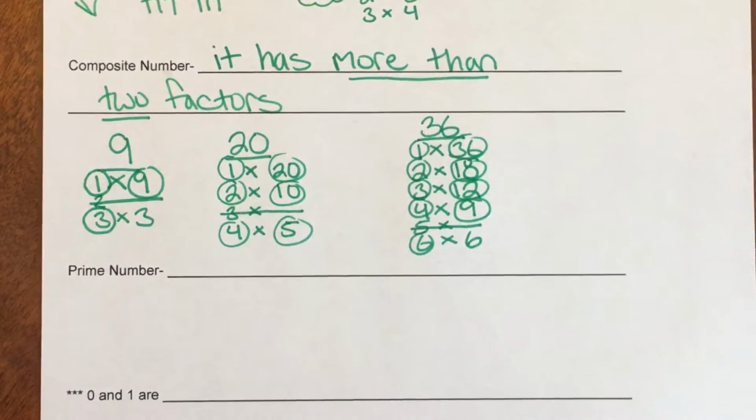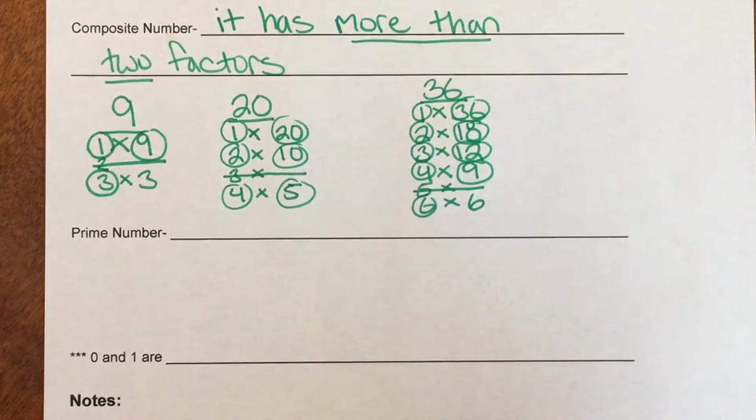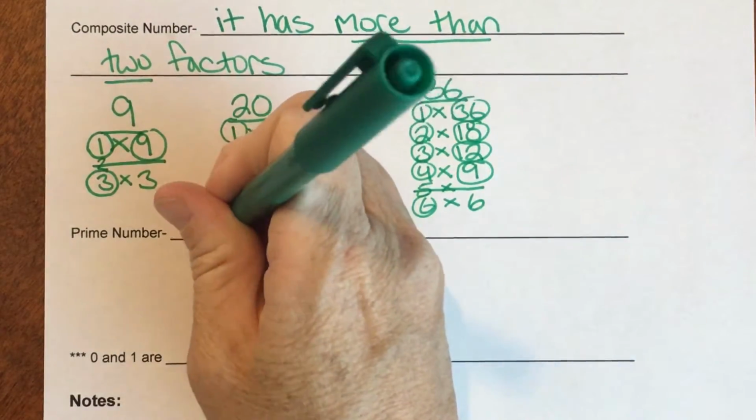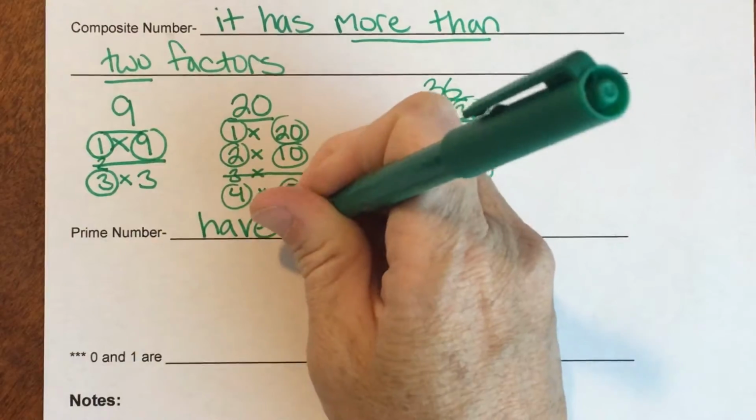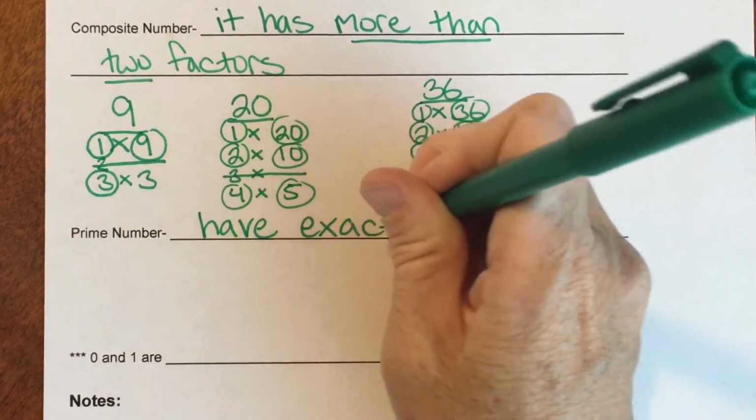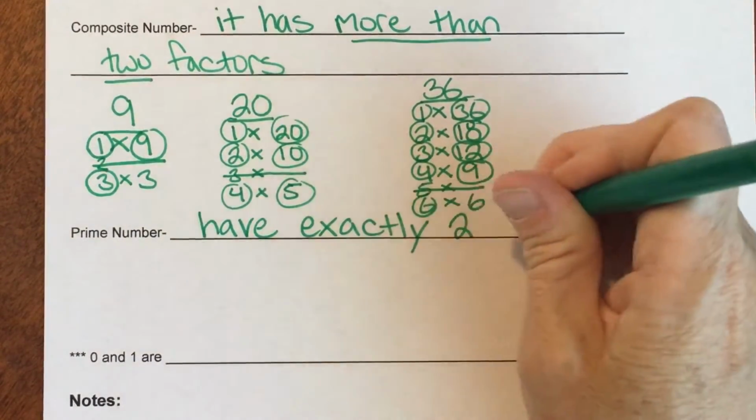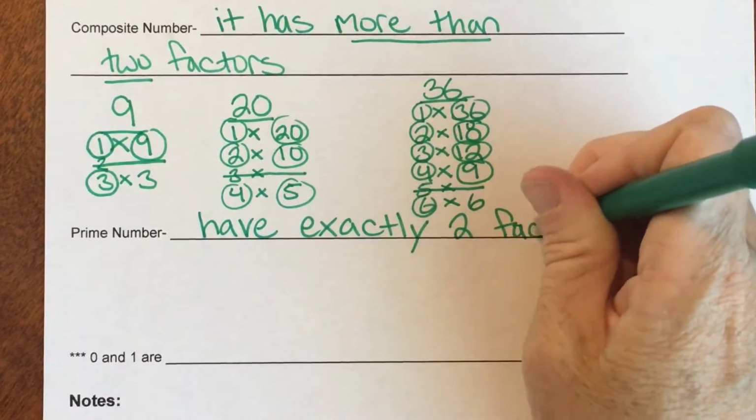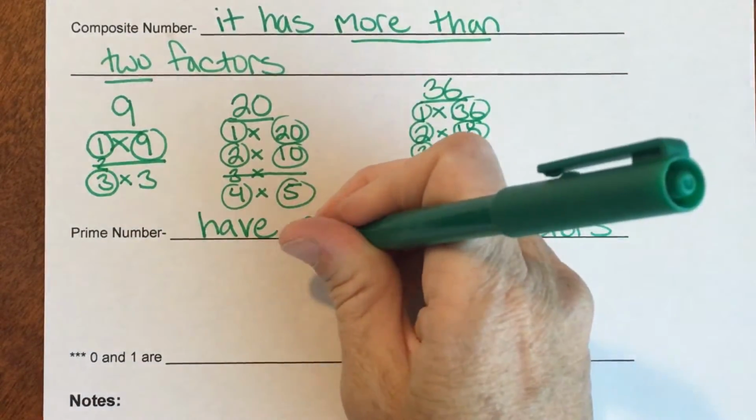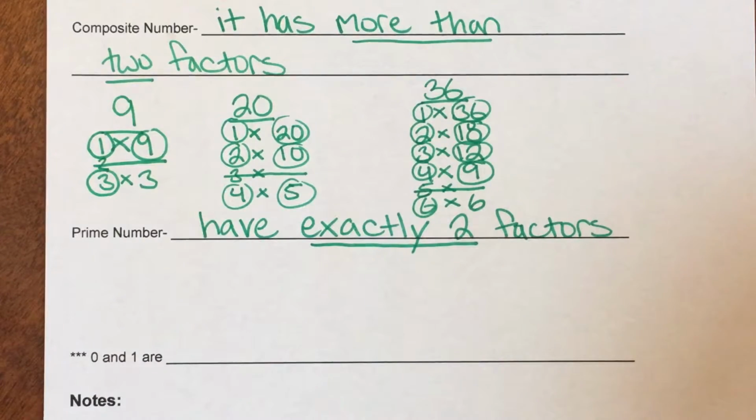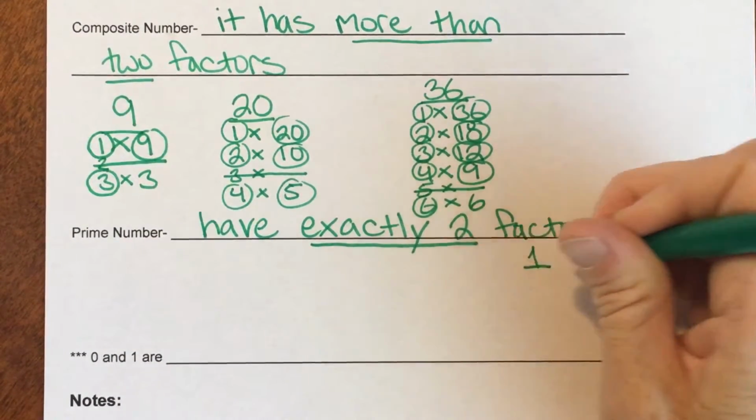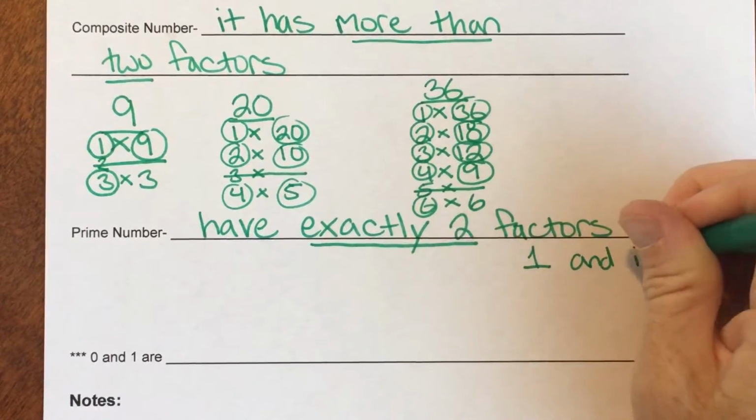Okay, our next number, which kind of goes with composite numbers, are prime numbers. Prime numbers have exactly 2 factors. Has to have exactly 2 factors, okay? And they will always be 1 and itself.